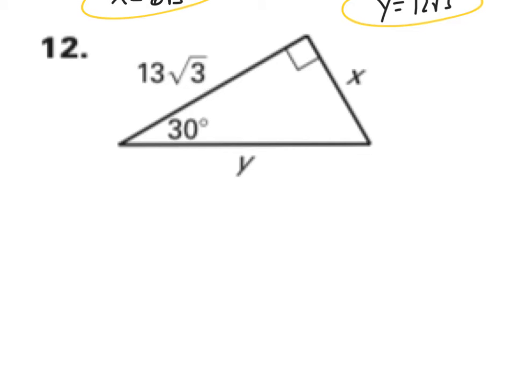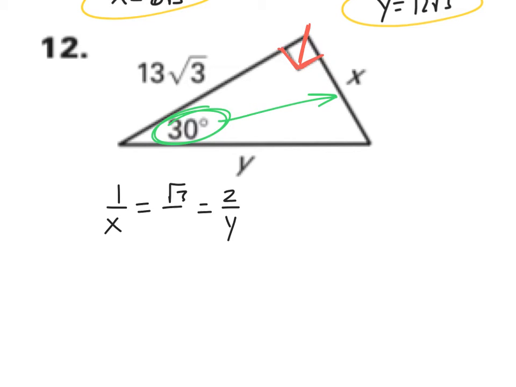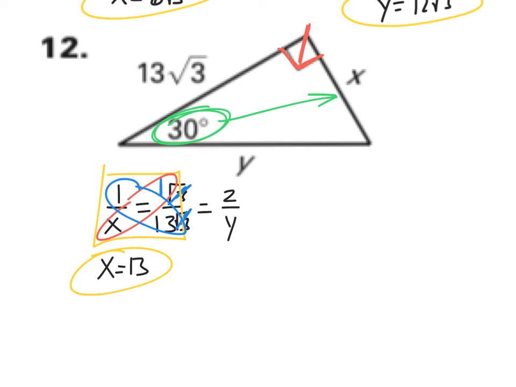For number 12, set up our proportions. 1, square root of 3, 2. Opposite the 30-degree angle is our short leg. The right angle always points to the hypotenuse, so that's y. And we have 13 square root of 3 then goes in the middle. Always, always, always reduce your fractions. And so I get 1/13. And so now when I solve for x and cross multiply, I'm taking x times 1, and that equals 1 times 13. And when I solve for y, using those two fractions, I cross multiply, take y times 1, it's going to equal 13 times 2, which is 26.